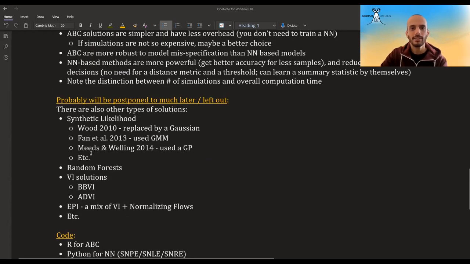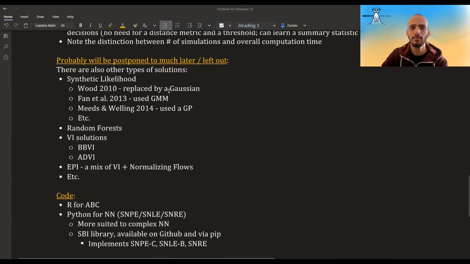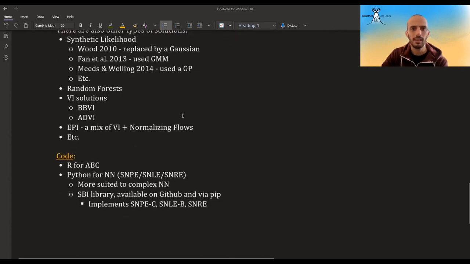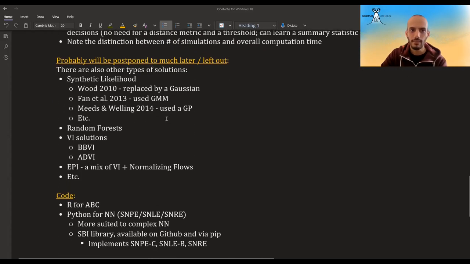Okay, and there are also other solutions. I'm not sure I will touch on them or not. There's something called synthetic likelihood, which tries to replace the likelihood by other means, not just a neural network. There are also papers that I've seen that use random forests, and papers that use variational inference. I haven't gone into them yet, so I really don't know. There's something called EPI, which from leafing through it, I think is kind of a mix between variational inference and normalizing flows. And there are probably a lot of other solutions to this problem, but obviously we won't touch on everything.